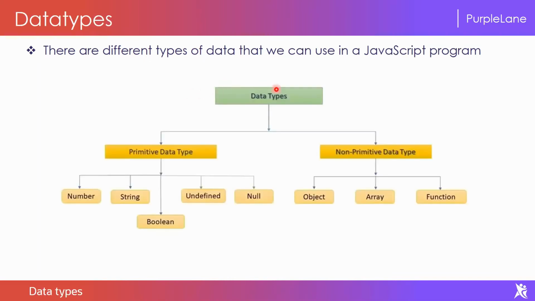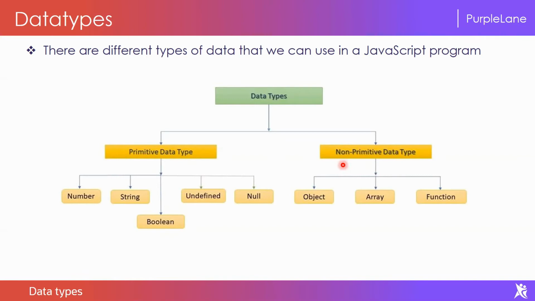So here is a list. All the JavaScript data types can be divided into two parts. One is primitive data types, the other is non-primitive data types. And this is a classification that you see in most programming languages. If you take Java or Python, this is the common classification: primitive and non-primitive. So we have number, string, boolean, undefined, null. All these five come under primitive data types. Coming to the non-primitive, object, array, function, these are all non-primitive data types.